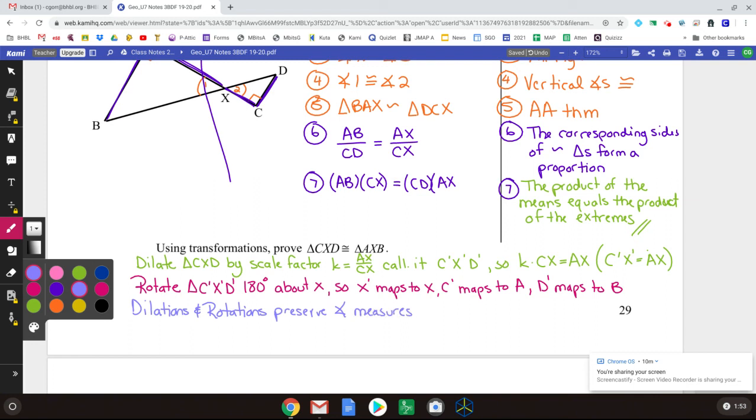Now, as long as we preserve our angle measures, okay, I'll now know that my triangle C prime, X prime, D prime was congruent to triangle AXB, and my triangle CXD similar to my triangle C prime, X prime, D prime. So now we know that triangle AXB is similar to triangle CXD. So in the very beginning, we knew we couldn't prove these congruent. We had to prove them similar.